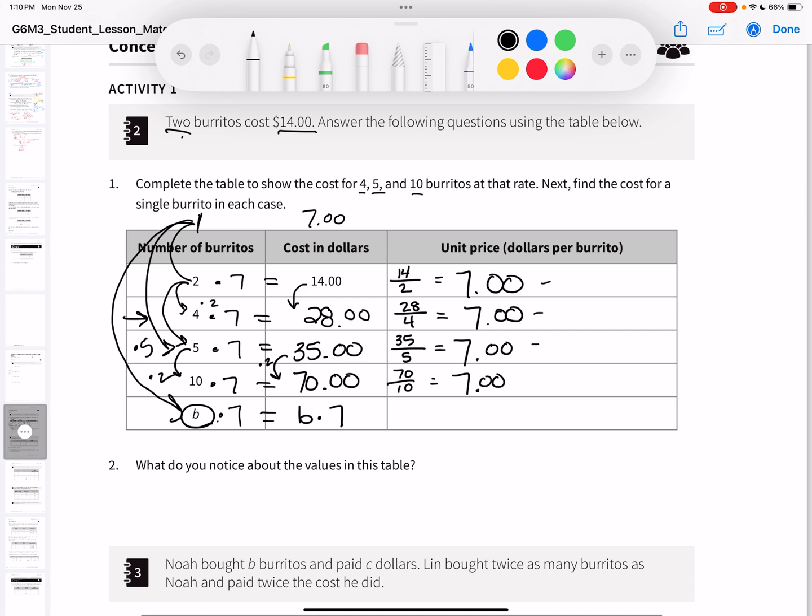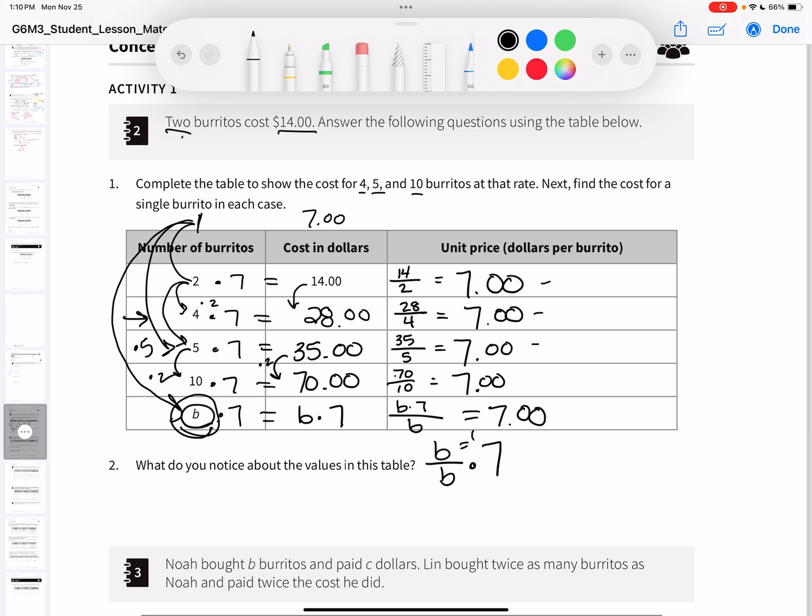So what's the unit rate? Well, we would take B times 7 divided by the number of burritos, B, because that's what we did here. Cost in dollars, 70, divided by the number of burritos, 10, would get us 7. Well, B divided by B, that's like this: B divided by B times 7. B divided by B equals 1. So that'd be like doing 1 times 7, which means our unit rate would be 7.